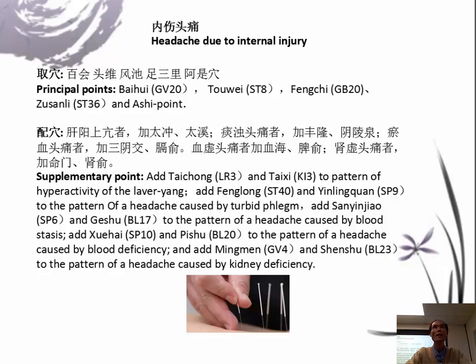And then other supplementary points you can add, depending on which organ. For example, if you get hyperactivity in your liver, of course you consider your liver point. Which liver point can you use to get rid of the heat? This is the LR3.